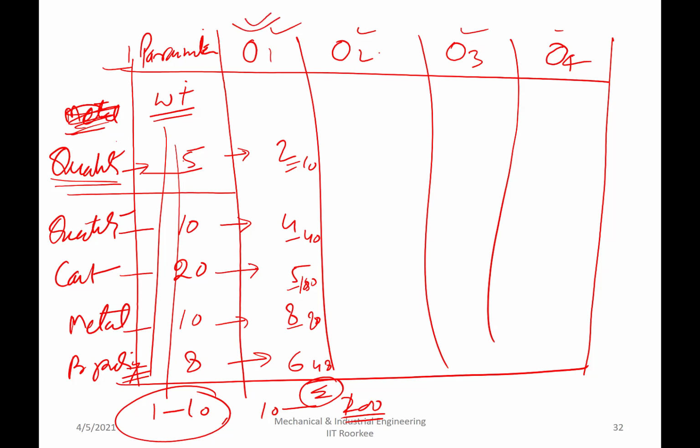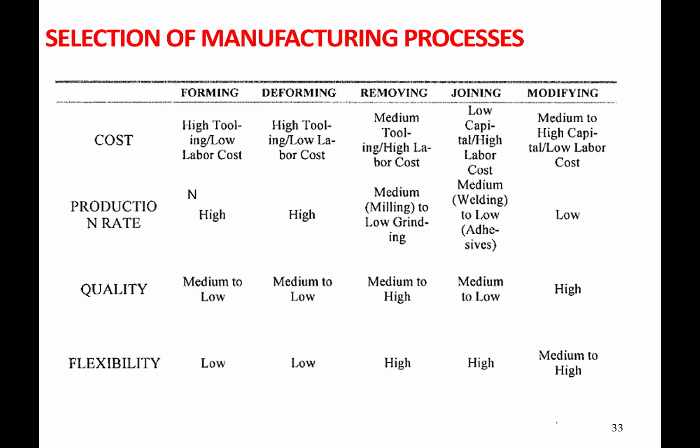Now similarly you rate option 2 in light of these parameters, then option 3, then option 4, and find out which one is having how much total. The one having the highest total will be chosen.